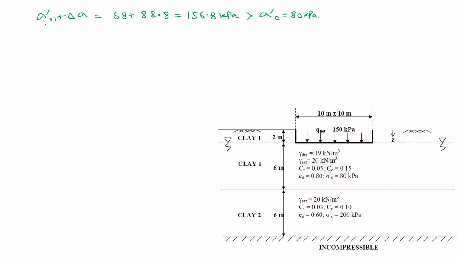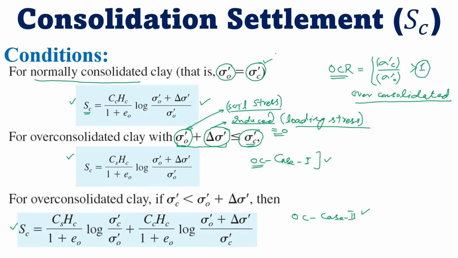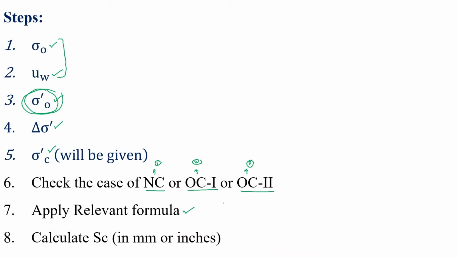So if the summation of these two values, geostatic stress and induced stress, is greater than the pre-consolidation stress, we can say that our soil is over consolidated, but case 2 will be applicable. In the theoretical part, I told you that if sigma c is less than the summation of these two values, then we will have case 2. The summation of these two is greater than sigma c, or sigma c is less than the summation of these two values. This means the same.